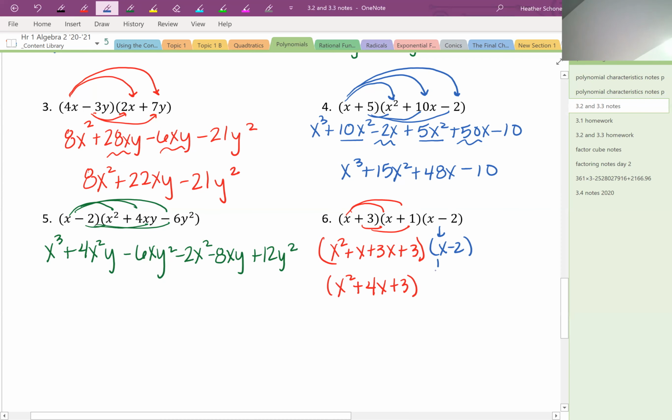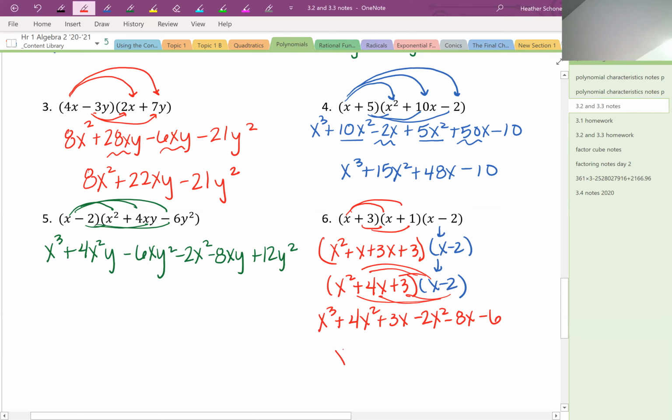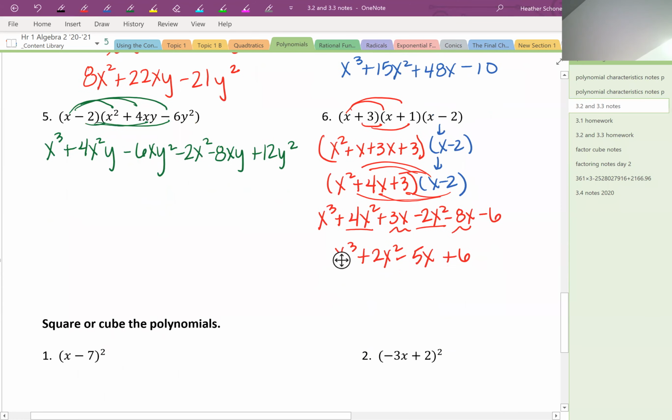And then I still have this one that I need to deal with. And so now I'm going to multiply the binomial times the trinomial. So first I'm going to multiply x times everything. So I have x cubed plus 4x squared plus 3x. Now I'm going to multiply everything by negative 2. So I have negative 2x squared, negative 8x, and negative 6. Combine like terms and put it in standard form. So I have x cubed and then 2x squared and minus 5x plus 6. Okay, you're going to see that again in just a second.